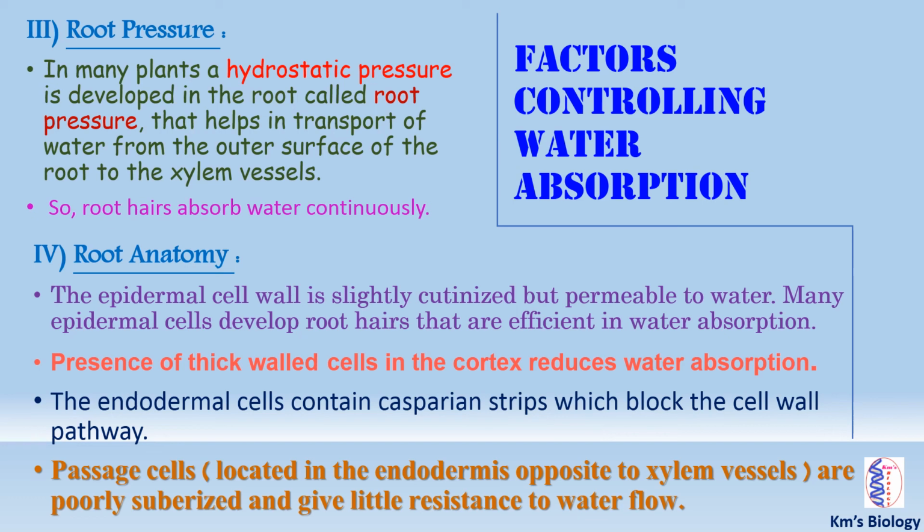The fourth internal factor is root anatomy. The epidermal cell wall is slightly cutinized but permeable to water. Many epidermal cells develop root hairs that are efficient in water absorption. Presence of thick-walled cells in the cortex reduces water absorption. The endodermal cells contain Casparian strips which block the cell wall pathway. Passage cells that are located in the endodermis opposite to xylem vessels are poorly suberized and give little resistance to water flow.